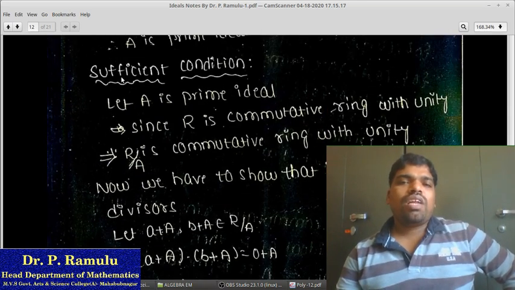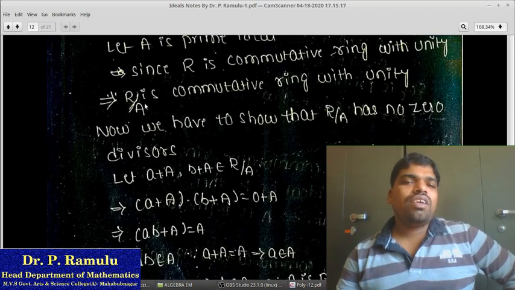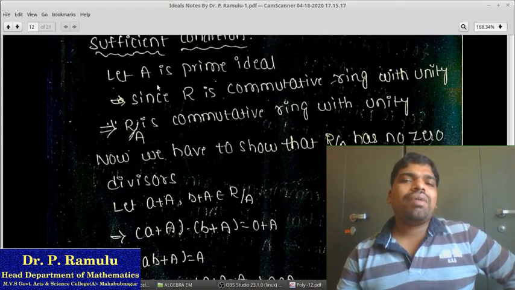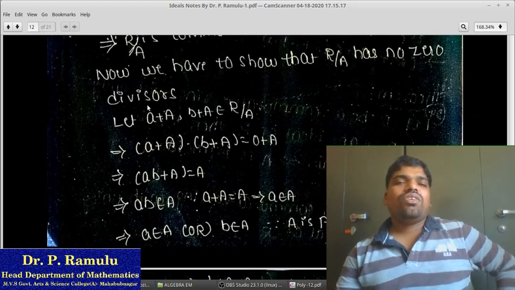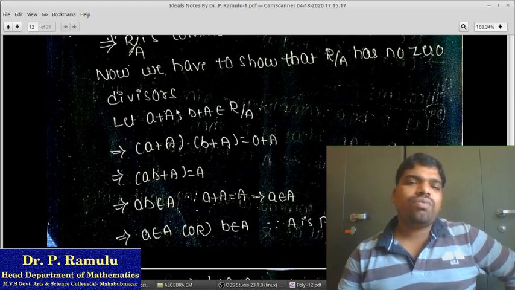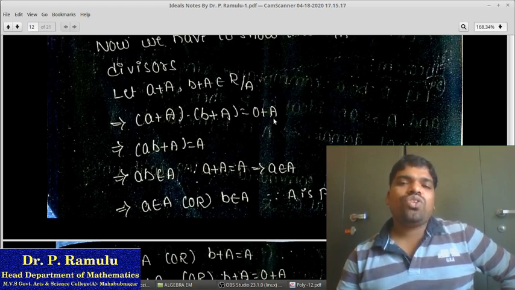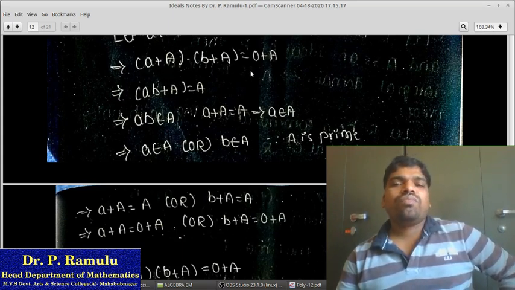Sufficient condition. Now I want to take that A is a prime ideal. Since R is commutative with unity, R/A is also a commutative ring with unity. Now we have to show that R/A has no zero divisors. A is prime, so we use the condition ab belongs to A implies either a belongs to A or b belongs to A. I want to use this relation. Let a + A, b + A belong to R/A, with (a + A)(b + A) = 0 + A. I want to show that either a + A = 0 + A or b + A = 0 + A.